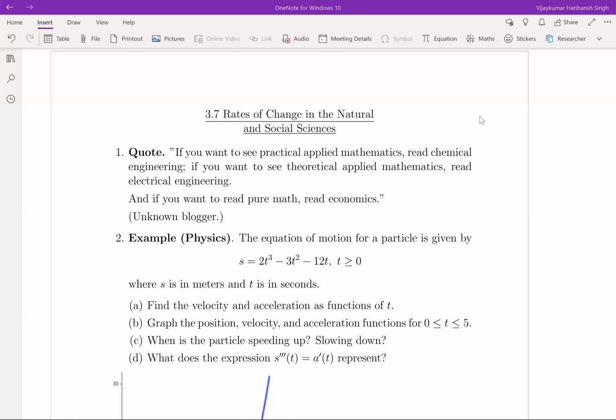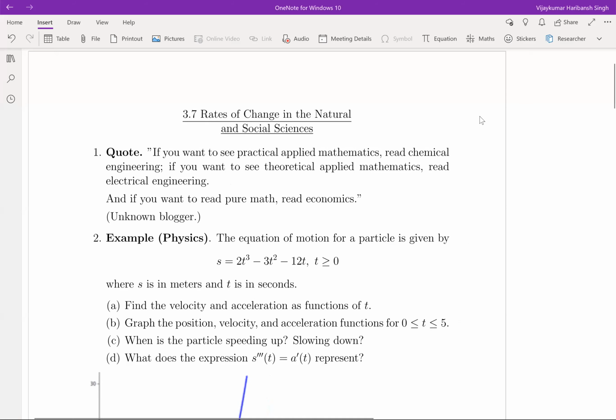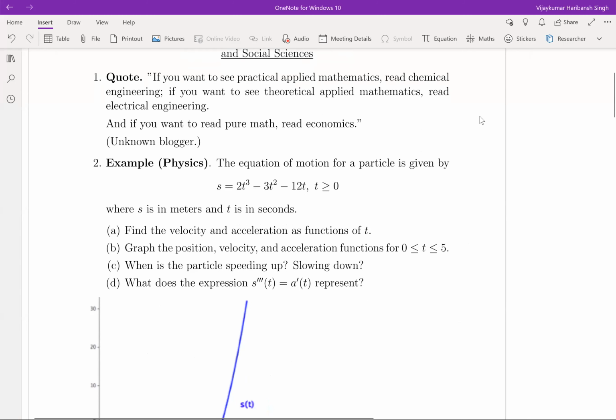Welcome students. So we are going to discuss rate of change in natural and social sciences. We have already seen the derivative as a rate of change, and we want to apply the concept of derivative in natural and social sciences. So let's look at the first example, which comes from physics.